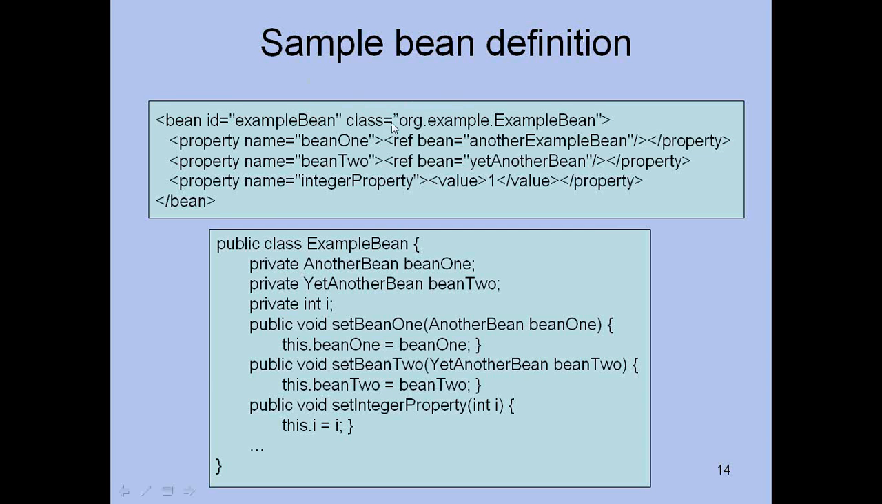So this is how a sample bean definition looks like: bean ID, class, and property names, and a ref bean for each one of them. So here in the example, you have two beans, bean 1 and bean 2, which are other beans. That's why you are using the ref element here. Whereas the third element is a primitive, so you are using the value tag here to set the value for the primitive variable. And this is happening through setter methods.